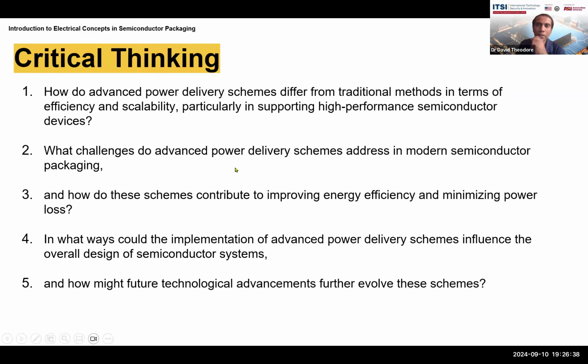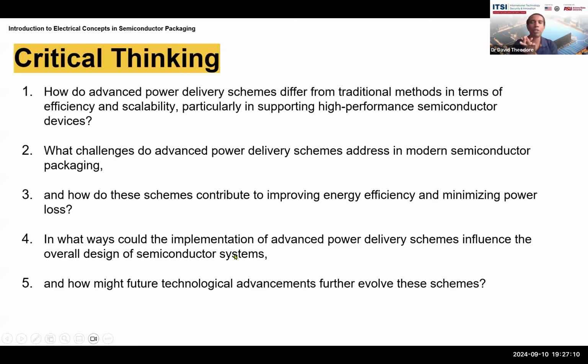Okay, so here is some critical thinking for you to consider: how do advanced power delivery schemes differ from traditional methods in terms of efficiency and scalability in supporting high-performance semiconductor devices? What challenges do these advanced schemes face in packaging? How do these schemes contribute to improving energy efficiency and minimizing power loss? In what ways could the implementation of these schemes influence the overall design of semiconductor systems?